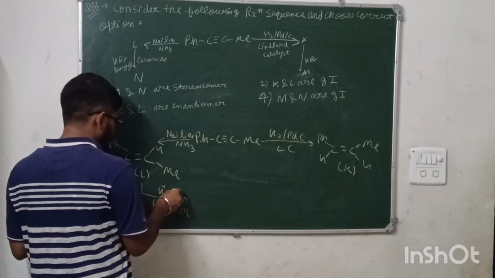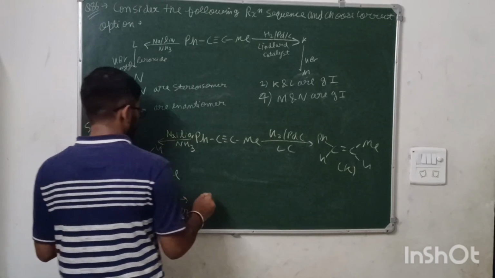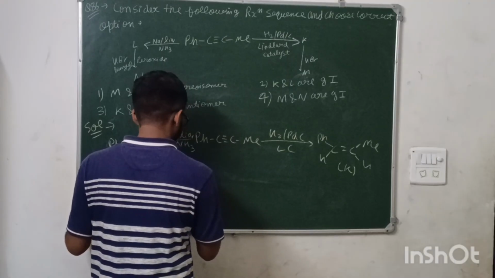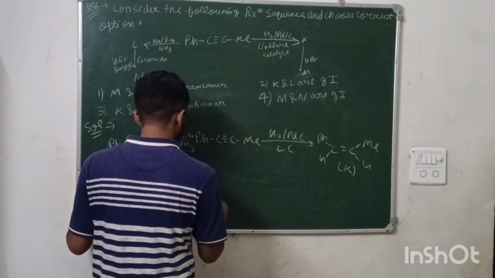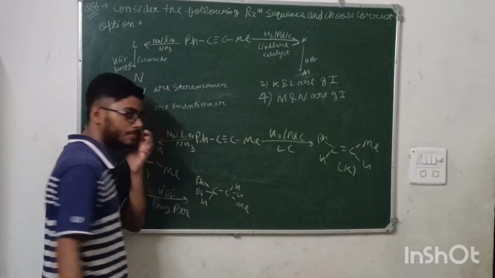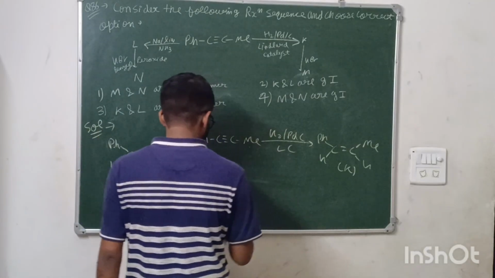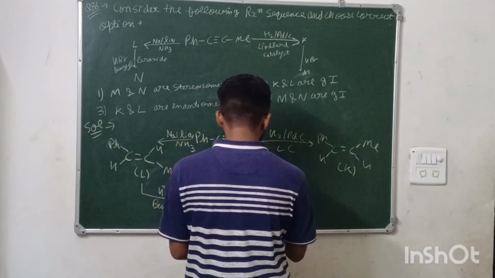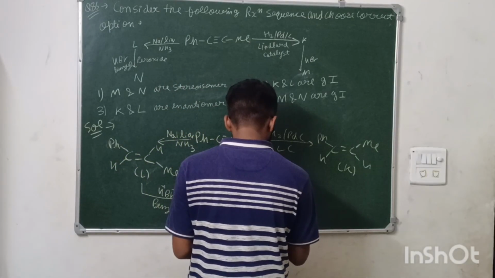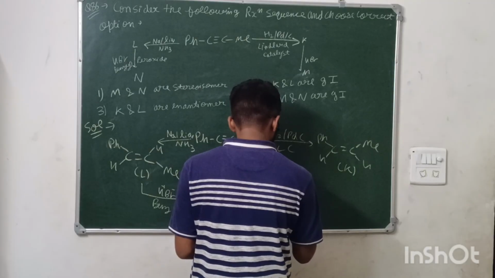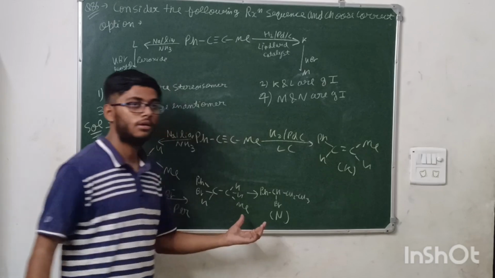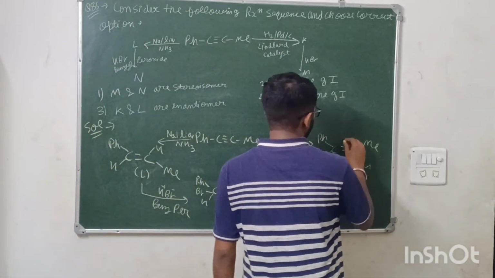So here, by the anti-Markovnikov rule, Br will add to this side and this compound will look like this: Ph, CH, Br, and the other carbon with H and Me. Clear? And this compound will look like this: Ph, CH, Br, CH2, CH3. This is compound N. Now you have to react this compound with what?